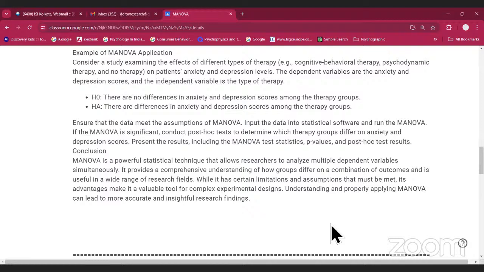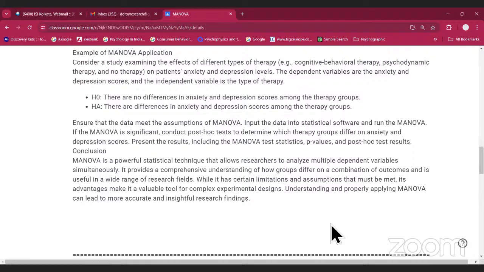Sir, what is the purpose of post-hoc? Why are we doing it? When MANOVA is significant, it is enough. If the MANOVA is significant, then you can check whether this is significant due to the cognitive behavioral therapy or due to the psychodynamic therapy or the no therapy. Then you have to do the ANOVA. Okay. So ANOVA will be the post-hoc test for your MANOVA.